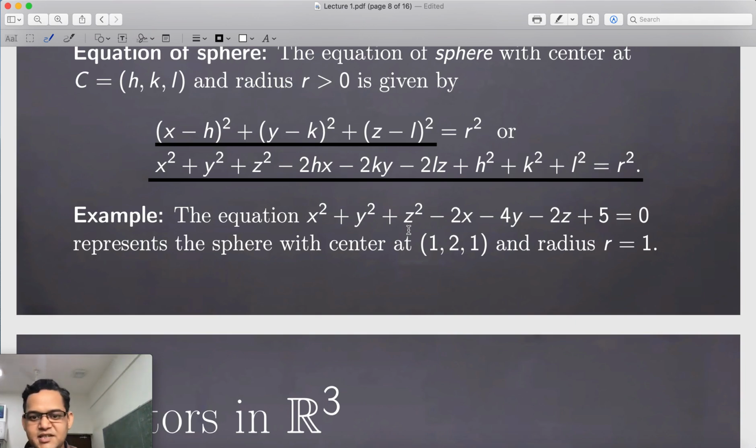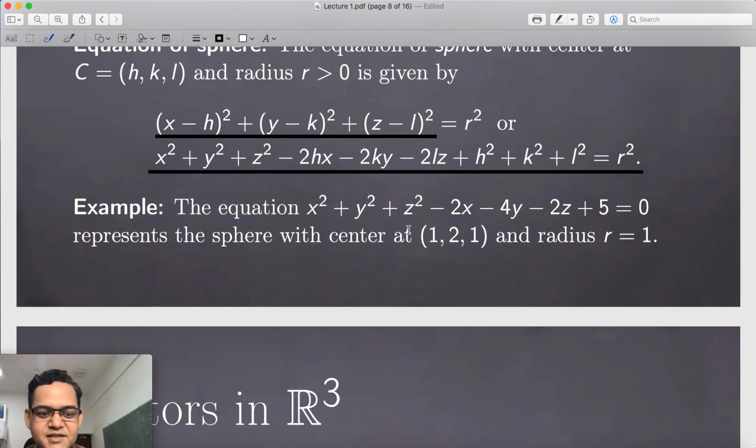How do you see which sphere it is? When I say which sphere, what you need to know is the center and the radius, correct? So you try to express it in this form: collect the terms which have x and complete the square. Similarly do it with y and z, and you get exactly this form. In this particular example, you are going to see the center is 1 comma 2 comma 1 and r equal to 1.